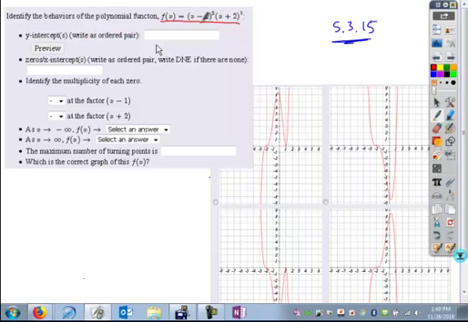The first thing that it asks are the y-intercepts. To find the y-intercept, there is only one, and all polynomial functions will have exactly one y-intercept. The way you find that is you just plug in a 0 for the x. So really you're evaluating f of 0. In solving that, you get (0 minus 1) squared times (0 plus 2) cubed, and so that's going to get you 1 times 8.